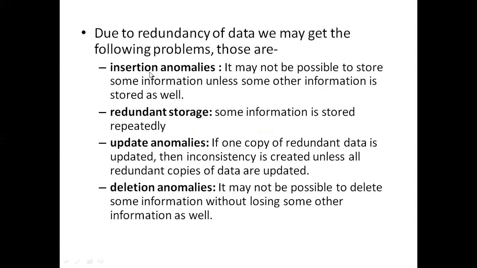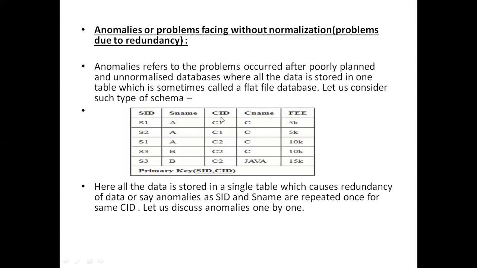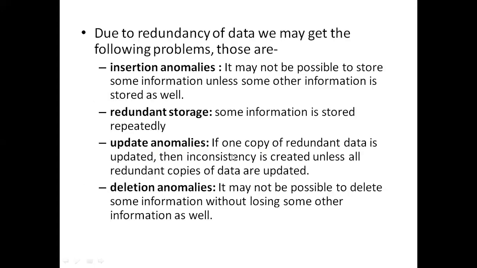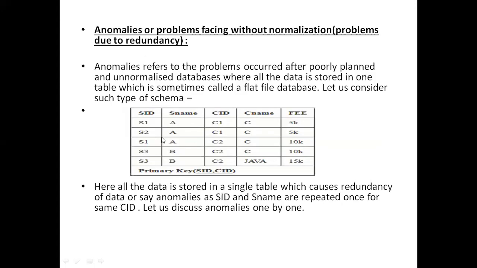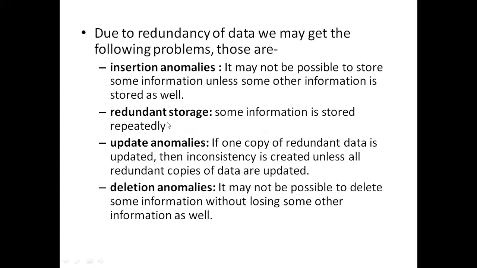First is insertion anomalies. It may not be possible to store some information unless some other information is stored as well. That means if we are going to store some student details here, we are supposed to know about the course also, which course is being opted. So that refers to insertion anomalies. Redundant storage: some information is stored repeatedly. Here you can see C1, C1, A1, right? So it makes duplicate storage.